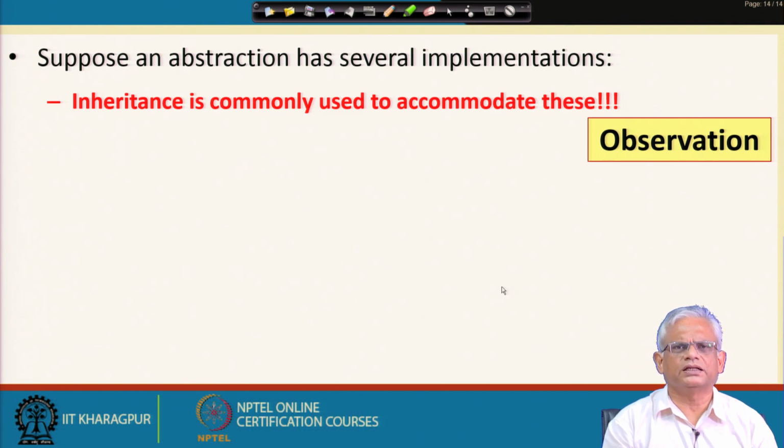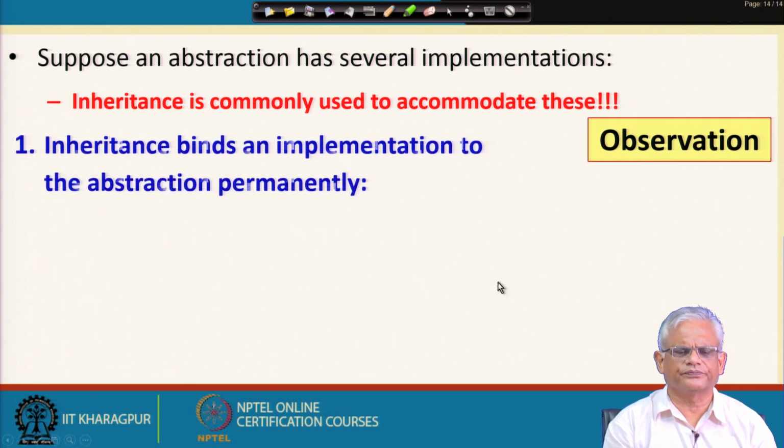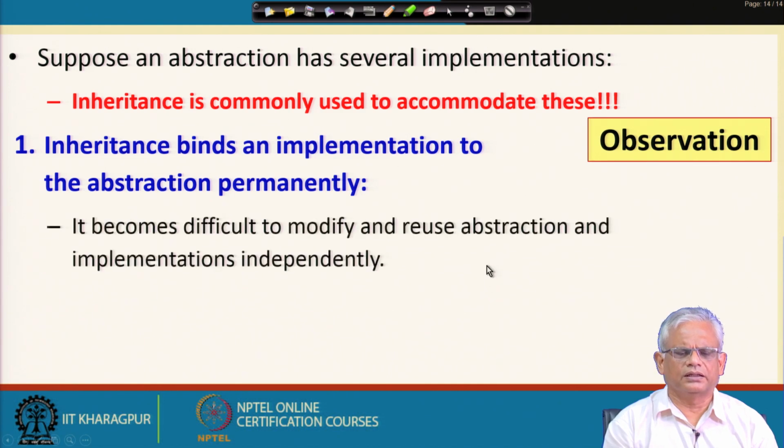tempted to use inheritance to solve the problem, just add some classes in the inheritance hierarchy. But then the problem that occurs is that the inheritance binds the implementation and abstraction together permanently, and it becomes very difficult. The solutions are too complex. Any small changes require too many changes.